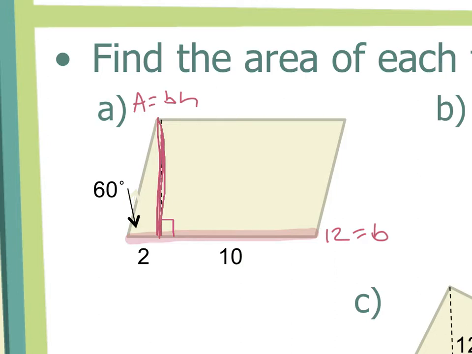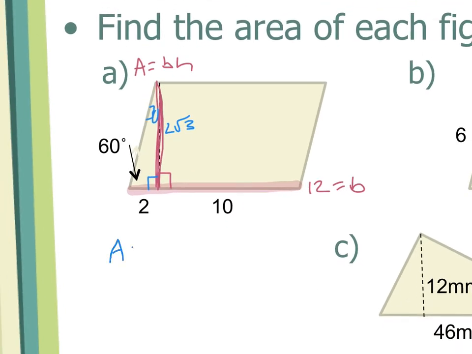So most of the examples in the homework will give you the height, but for this one, we have to try to find it. So it tells us that this angle is 60, and if we have this angle that's 90, that means this one is 30. So we have a 30, 60, 90 triangle. So opposite of the 30 is 2. That means opposite of the 60 is going to be 2 square root 3. So here, our area, which is base times height, is going to be 12 times 2 square root 3. So all we need to do is multiply the coefficients, 12 and 2. So our area is 24 square root 3.